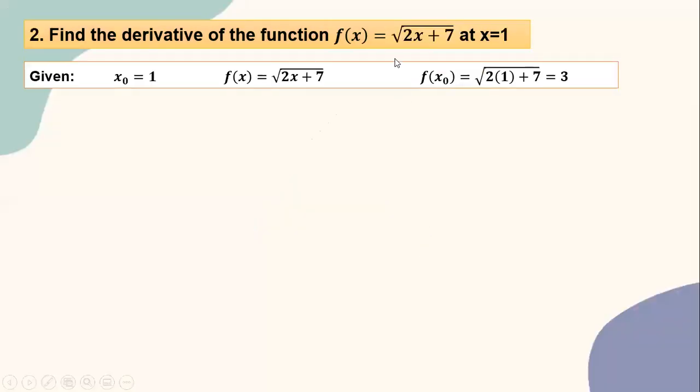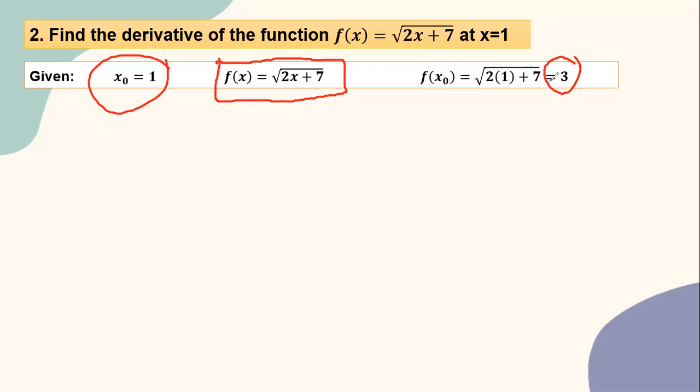Okay? So, another example. Let's find the derivative of the function f of x is equal to square root of 2x plus 7 at x is equal to 1. So for our given, we have x sub 0 that is equal to 1. F of x, yung given na function natin, f of x sub 0, substituting 1 sa mga x sa function natin, we have square root of 2 times 1 plus 7 and we get 3.